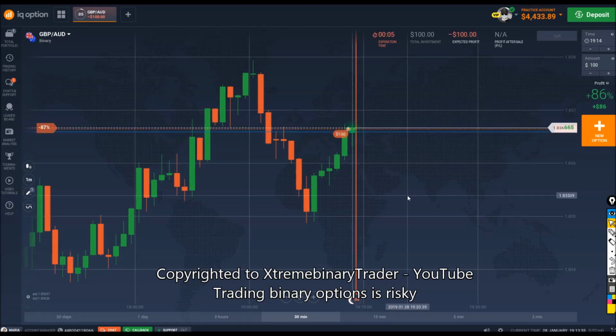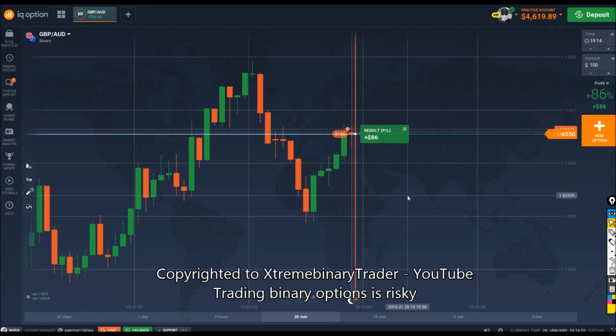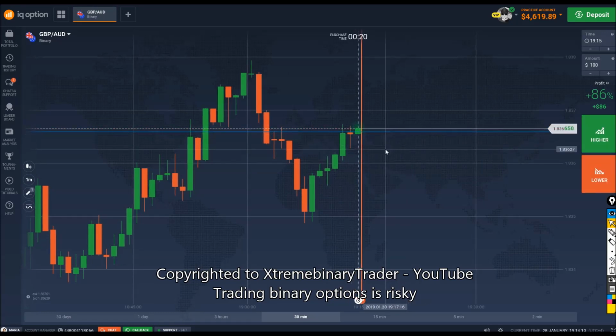Some people are sending me screenshots asking me why it didn't work here. Why? Okay, it didn't work because it doesn't work all the time. Your setup was perfect, your trade was perfect, it just did not work. That is normal. That's why binary options is actually risky.